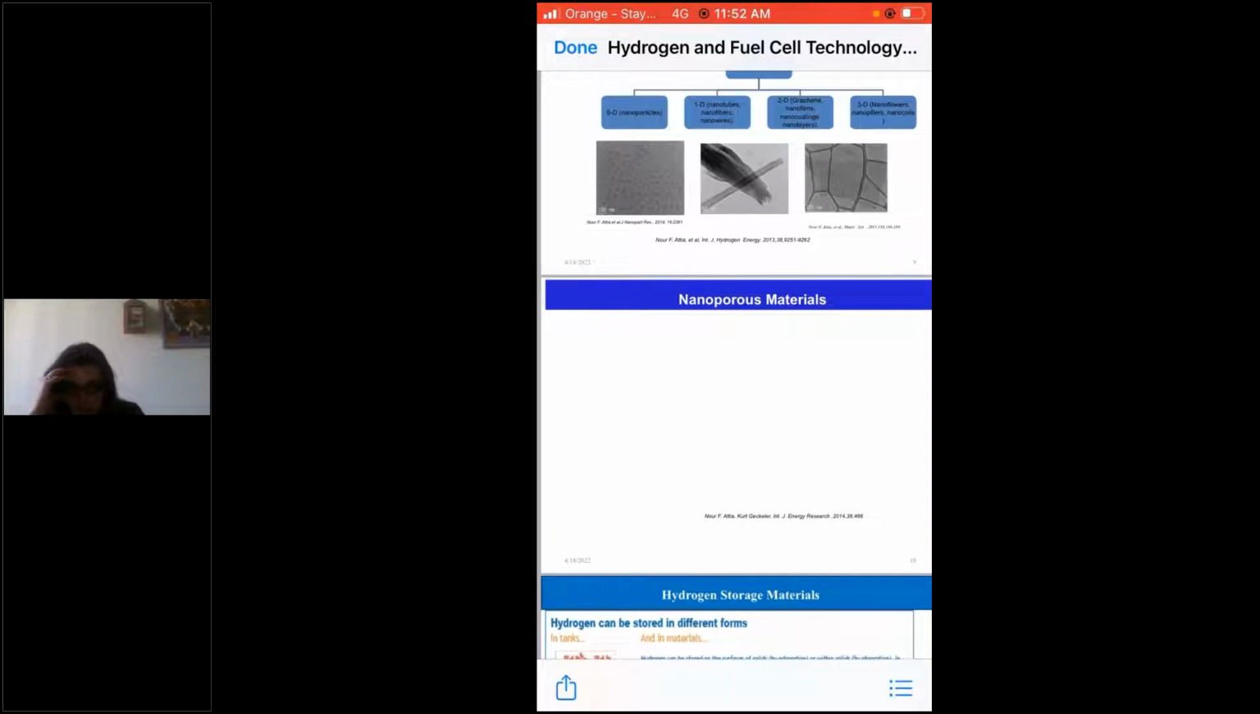Nanoporous material is a special kind of material containing pores, and people classify these materials based on the pore diameter. When the pore diameter is less than 2 nanometers, it is called microporous material. When it is between 2 and 50, it is mesoporous material. And when it is larger than 50, it is macroporous material.